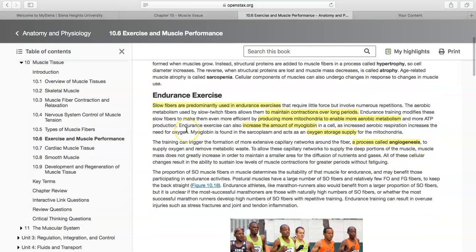So the first is the endurance exercise, and basically any exercise that you would do over a very long time. And we know from our last lecture that slow fibers would be better to do these types of work. Fibers that don't require a lot of force but can work for long amounts of time without getting tired. When we use slow twitch fibers, like I said, they're able to maintain contractions over long periods.